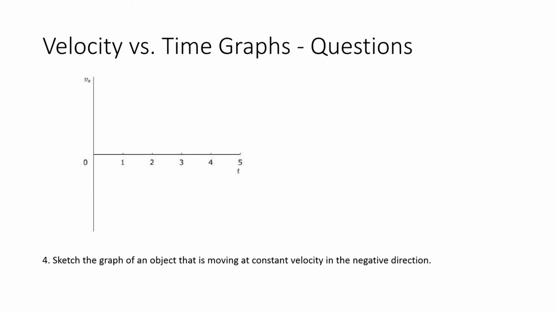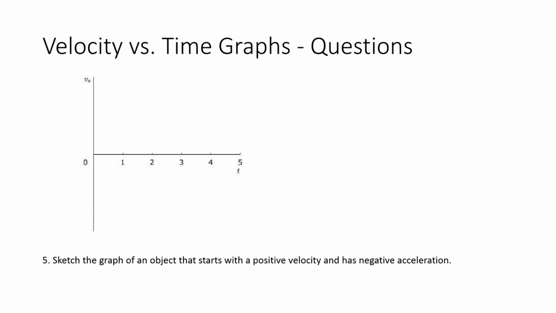So now we're going to sketch some graphs here. Sketch a graph of an object that is moving at constant velocity in the negative direction. So constant velocity, the line is going to be horizontal and it has to be in the negative direction. So it's going to be below the x-axis to make it negative, so it's just going to look like that. So it'd be constant velocity in the negative direction. We can't have a slope on that, it should be a straight horizontal line.